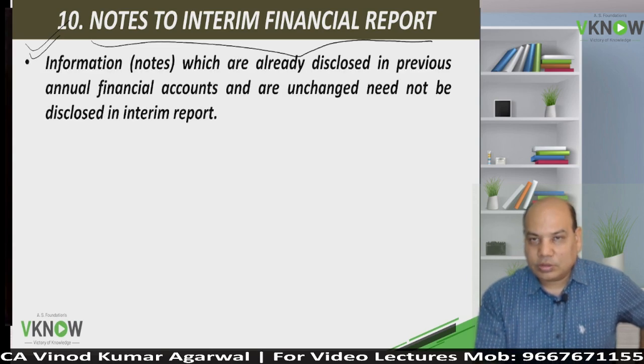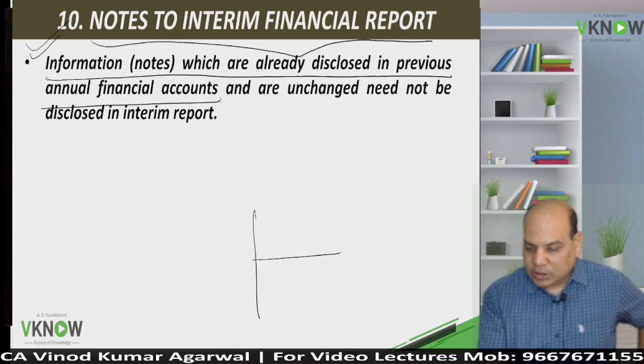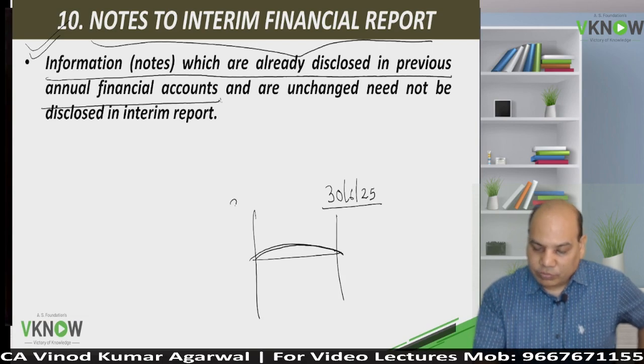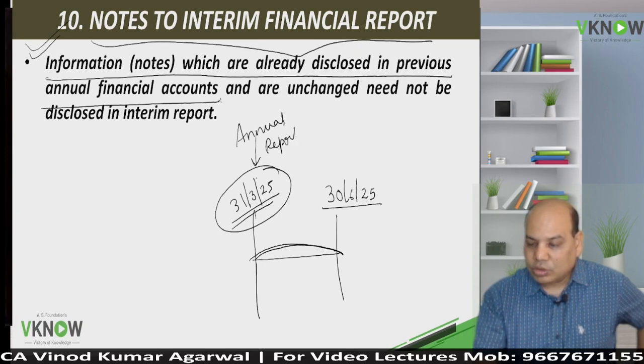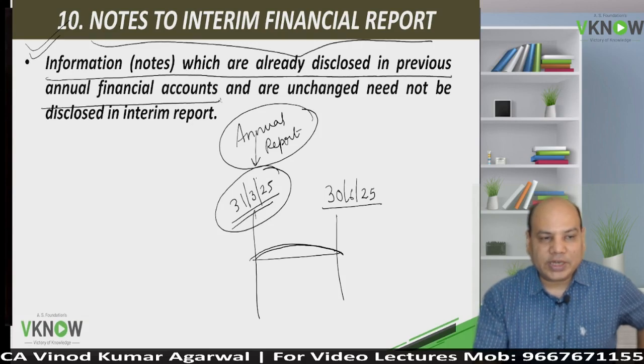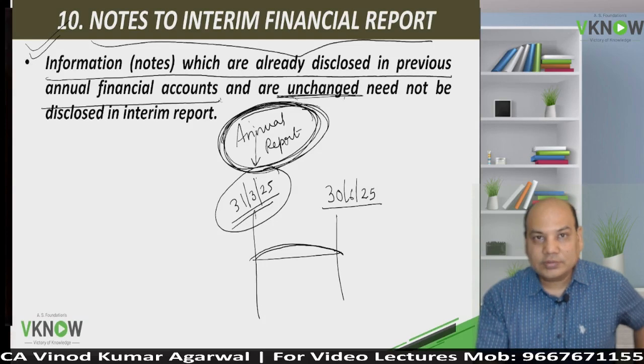So what are the notes to be given? Information or notes which are already disclosed in previous annual report. Suppose, understand, we are preparing interim financial report for 3 months ended 30th June. Previous year ended was 31st March 25. On this date, we have already prepared annual report which contains a lot of information, lot of details. Those information which were already covered in annual report and which have not changed.